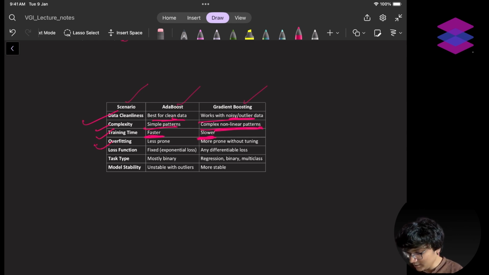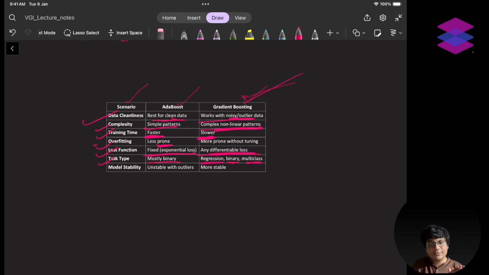Then overfitting: less with pruning. Now what is pruning? I have already told you in the decision tree, right? Pruning is the process of filtering out or trimming all those unnecessary leaves which create the complexity issue, right? Then the loss function: it is exponential loss in adaptive boosting, while gradient boosting uses any differentiable loss, right? Then the task: adaptive boosting is mostly binary. If you have a regression problem, binary problem, or multi-class problem, go with gradient boosting.